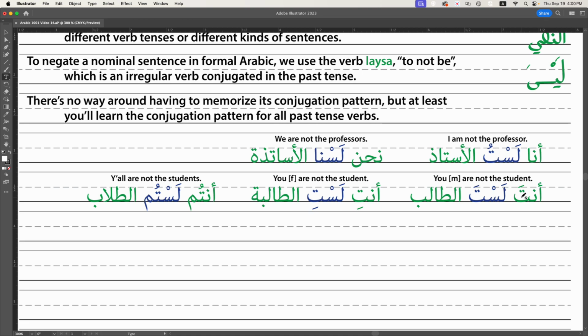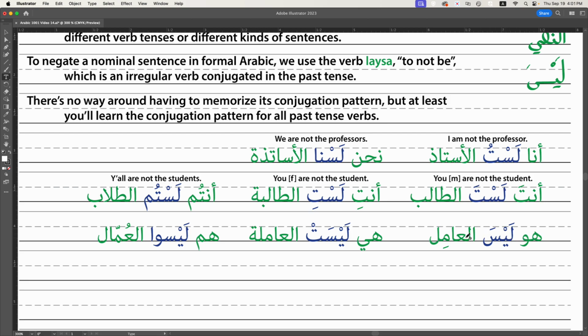And this will be true for all past tense verbs as well. So we're going to learn to conjugate this. Lestu for I, lesta and lesti for singular you, lesna for we, lestum for y'all, and then we go with he, she, and it. Huwa laysa. The name of the verb is always the same as its he did it form in the past tense. We don't have an infinitive in Arabic. There's no to do something. So we say he did as the name of the verb instead.